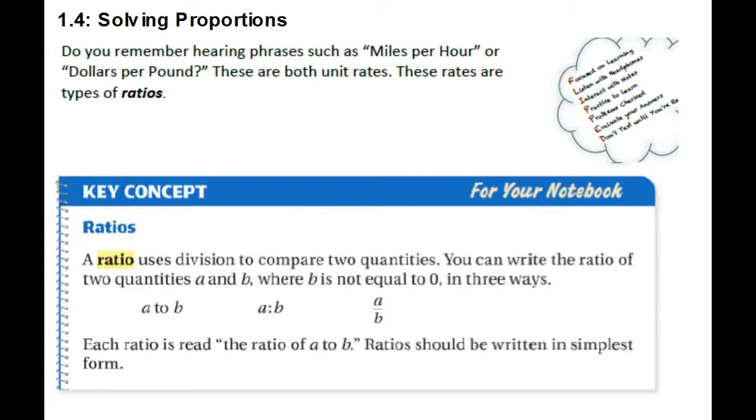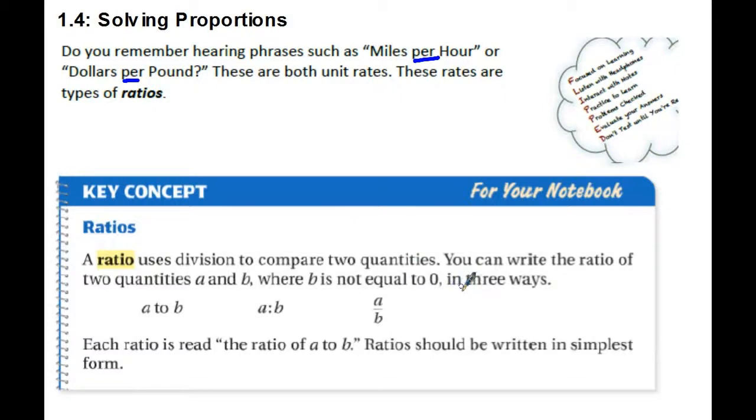Alright everybody, welcome back. We're going to go ahead and look at solving proportions. Do you remember these phrases or something that you've seen in math, something like miles per hour or dollars per pound? Okay, so these are unit rates, and the key here is that we're using the word per. When you use the word per, you are dividing something, so these are called ratios. They're types of ratios. Alright, so a ratio uses division to compare two quantities.